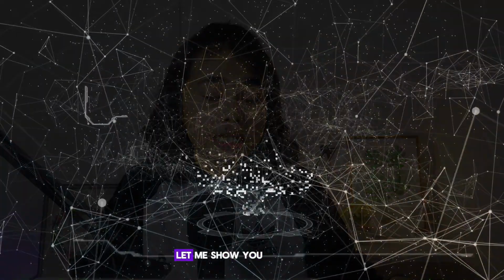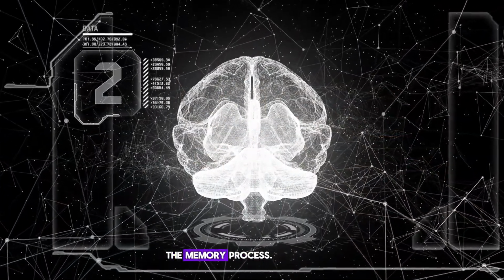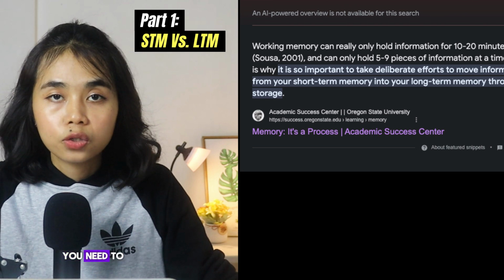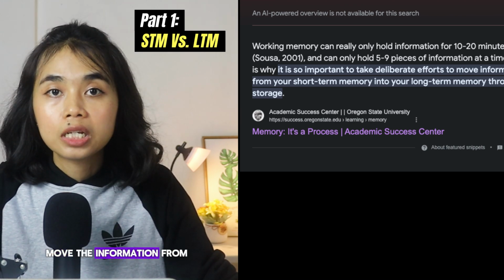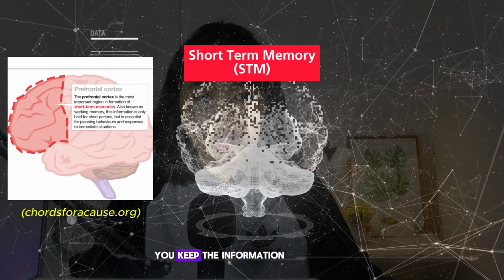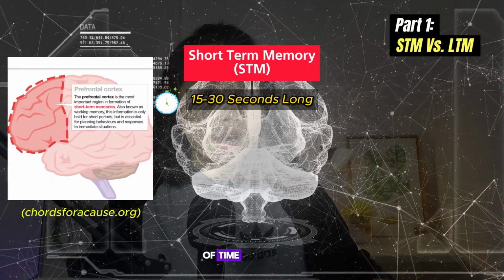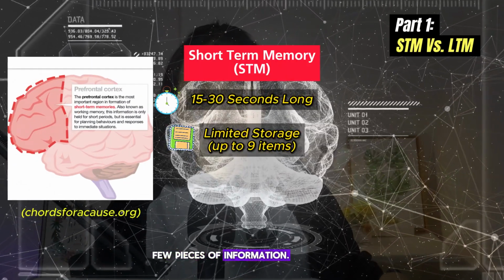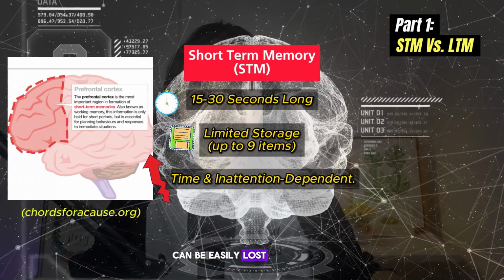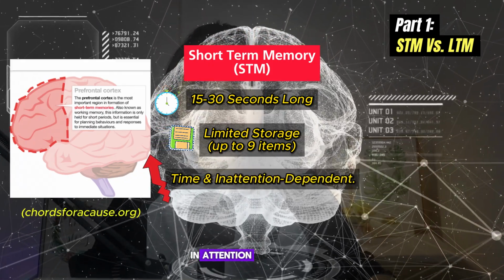Before we talk about this technique, let me show you what I found out about the memory process. Researchers suggest that to remember what you studied, you need to enable your brain to move the information from your short-term to long-term memory. Short-term memory is where you keep the information for a short period of time and can hold a few pieces of information. The information in your short-term memory can be easily lost due to time and inattention.